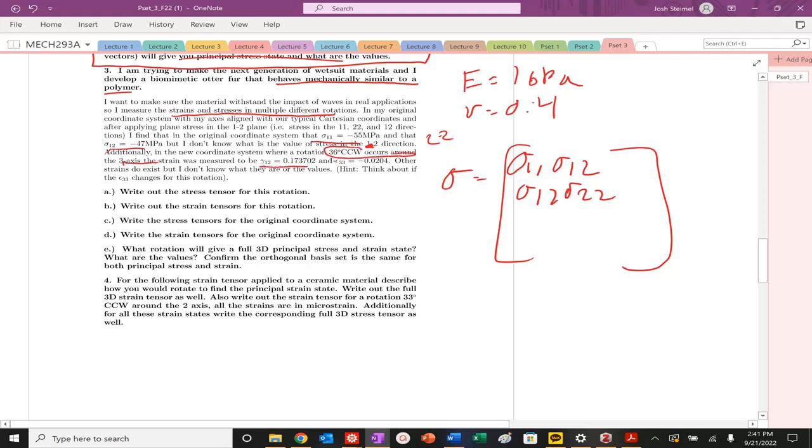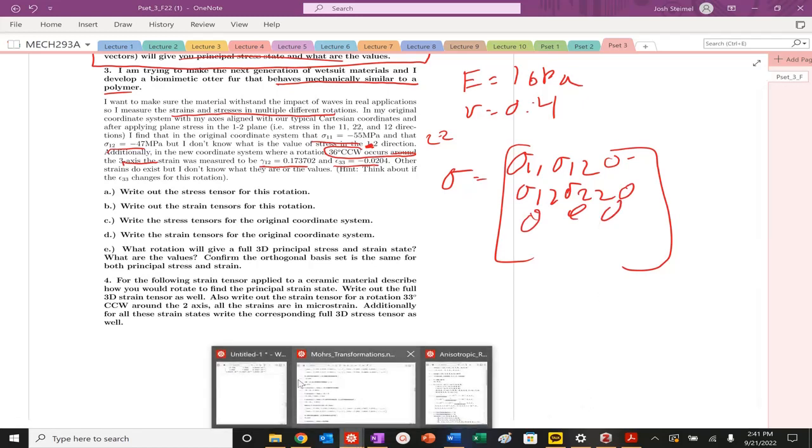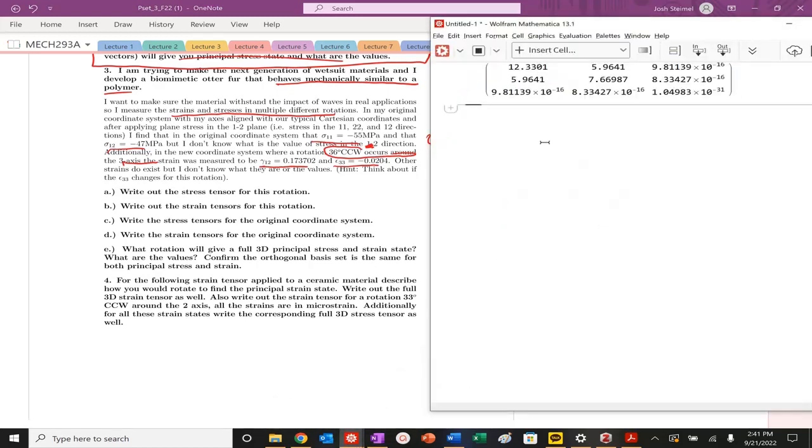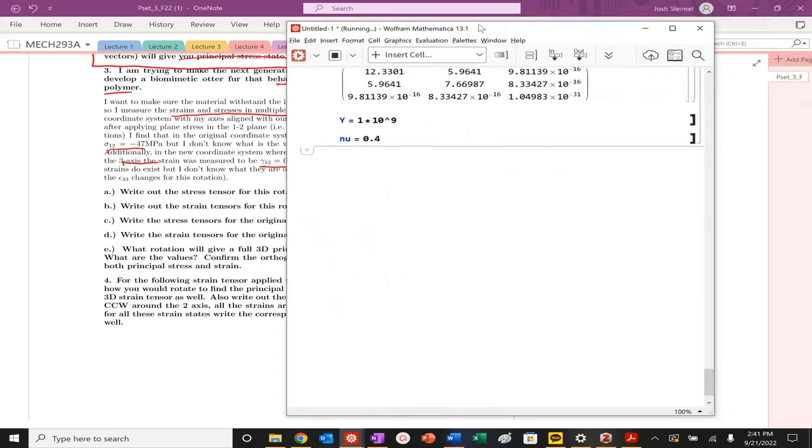Then I rotate 36 degrees counterclockwise around the 3-axis, and I get some strain values here. So let's take a peek at that. We're given some of these values here. We know the rest of those stress values must be 0 because we're only applying stress in the 1-2 plane. So we can start to work through this problem. Y equals 1 times 10 to the 9. Nu is equal to 0.4.